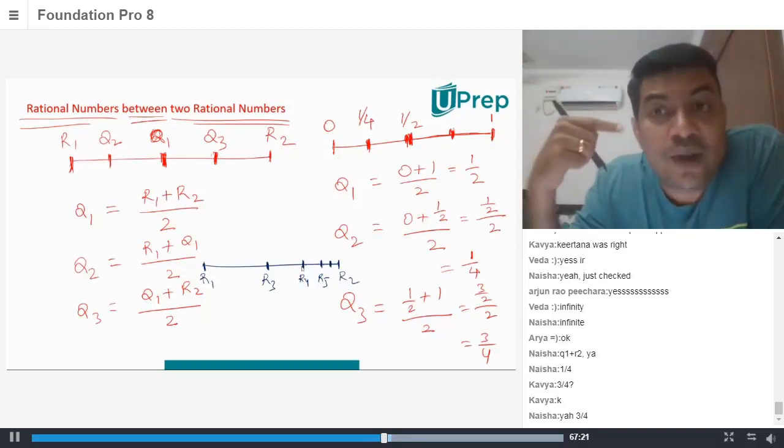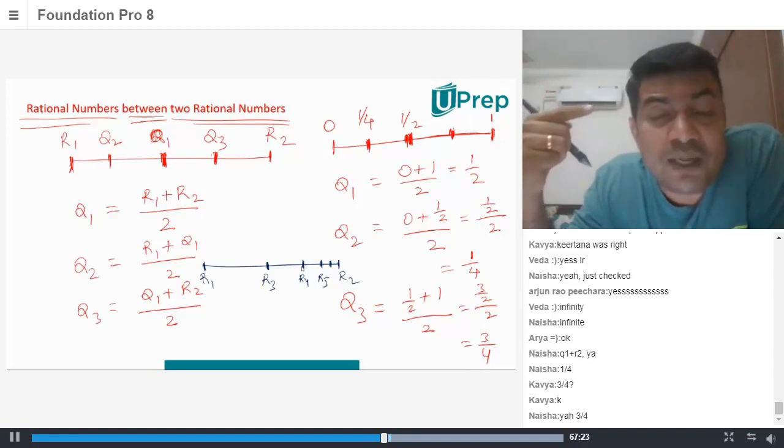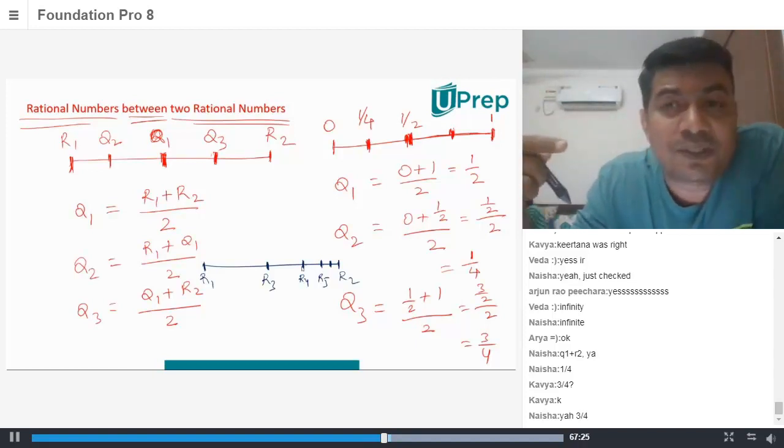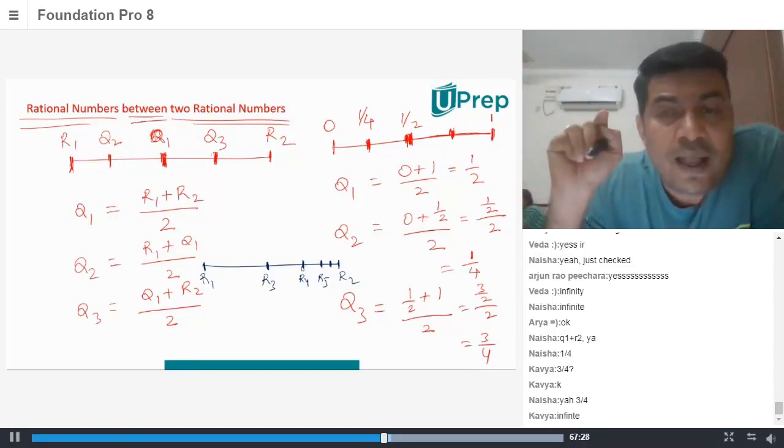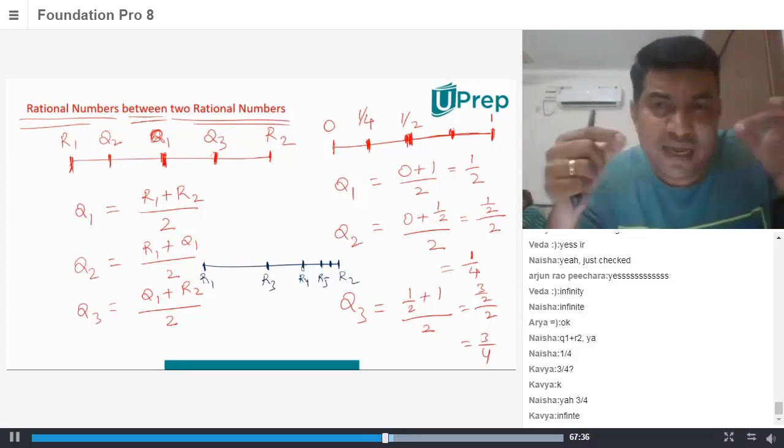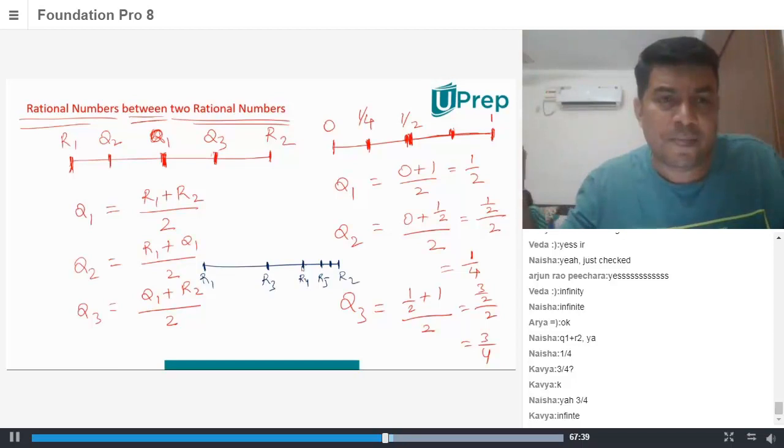Yes. So the point is you can have an infinite number of rational numbers between any two rational numbers. That's the point I want everyone not only to understand, but to remember for your lifetime. Does that make sense? That's the reason you can say there are infinitely many points on the number line.